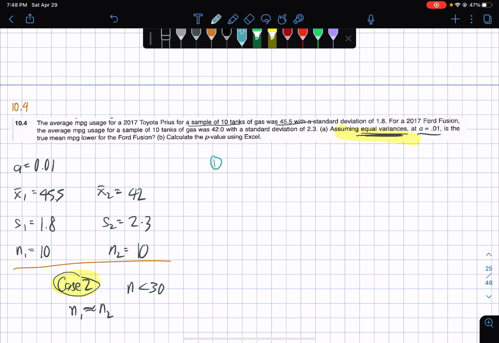Let's start with the hypothesis test. H0, H1: mu1, mu2, mu1, mu2. What kind of tail test is this? It says here, is the true mean MPG lower? This is a keyword for a left tail test.